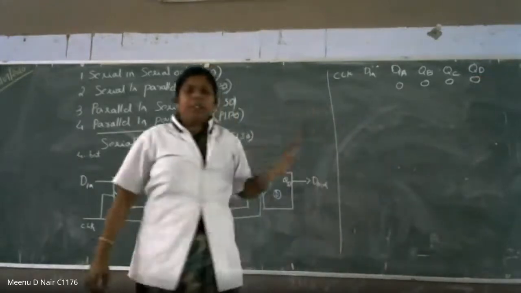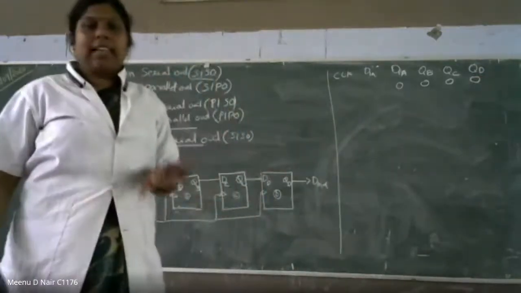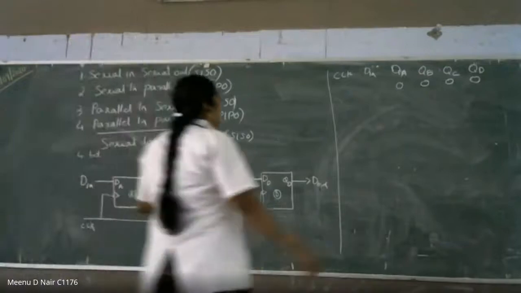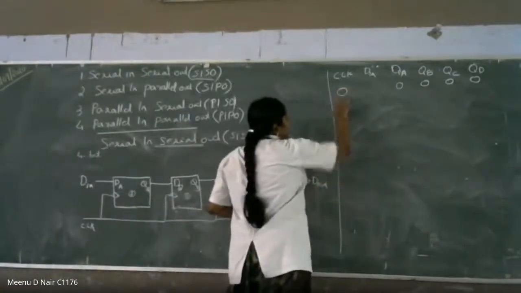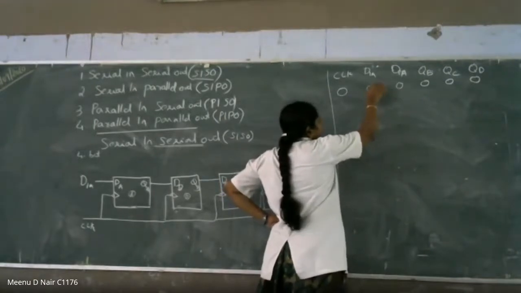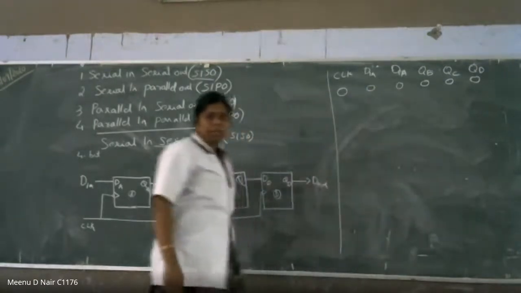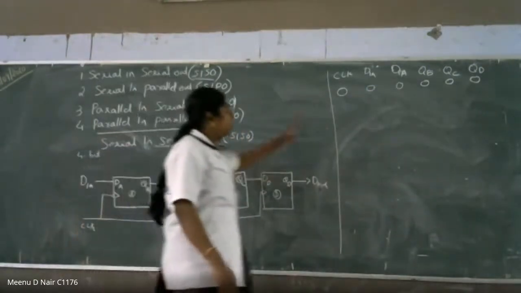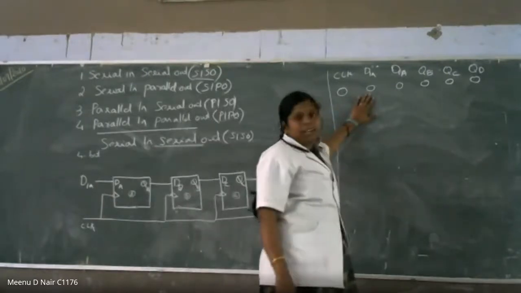So all the flip-flops are in the reset state. That is what you are assuming. And your clock pulse is also 0. You are not giving any clock pulse. And here also your input is 0 only. Okay, you do not know the input, but you are just supposing it to be the input.